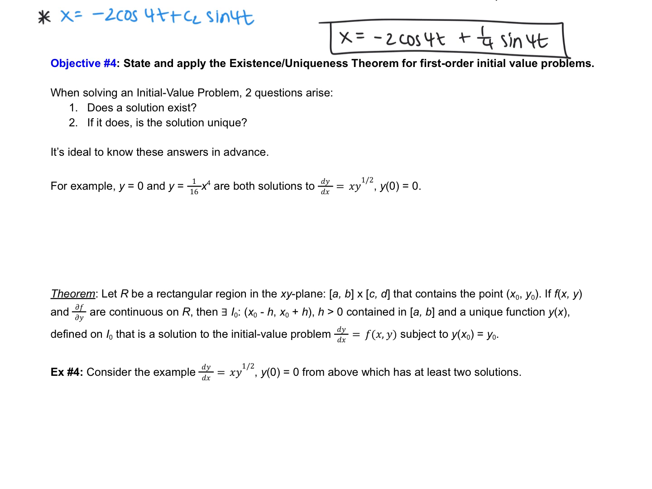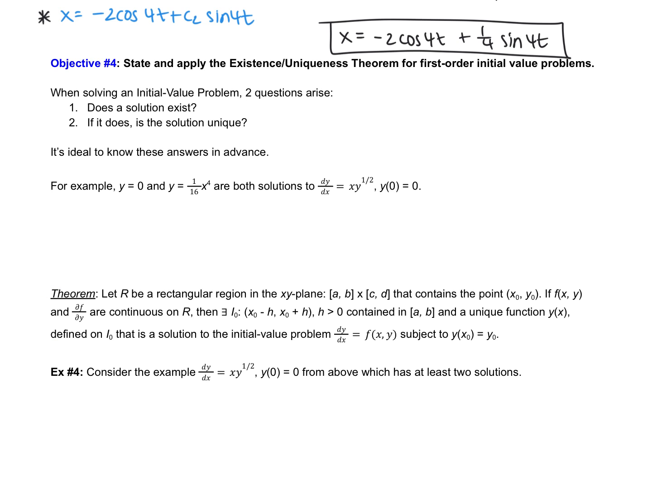So for example, if we have this equation right here with this initial condition, we know that y equals 0 and y equals 1/16 x to the 4th are both solutions. Okay, so yes, a solution does exist to this equation with this condition, but you can see the solutions are not unique. There are two of them, and you could verify that these are in fact solutions. So the question is, how do we know that a solution exists, and how do we know that that solution is unique? And that's where this theorem comes into play.